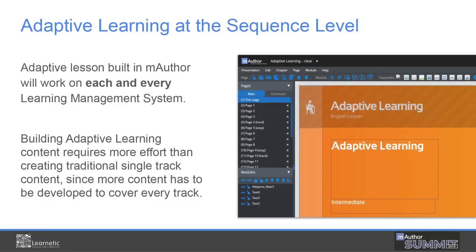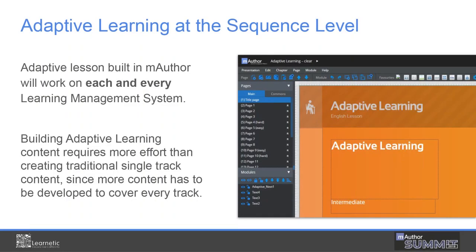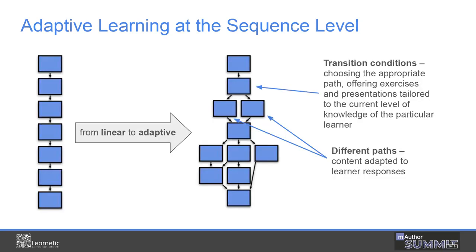feedbacks. The level higher is the sequence level, and this is something on which we are working, and we made something great. Like I said before, the adaptivity on this level will work on each and every learning management system. Making adaptive learning is harder than making simple lessons, because in a linear lesson you have fewer pages. This is less work for the editors, for the authors.